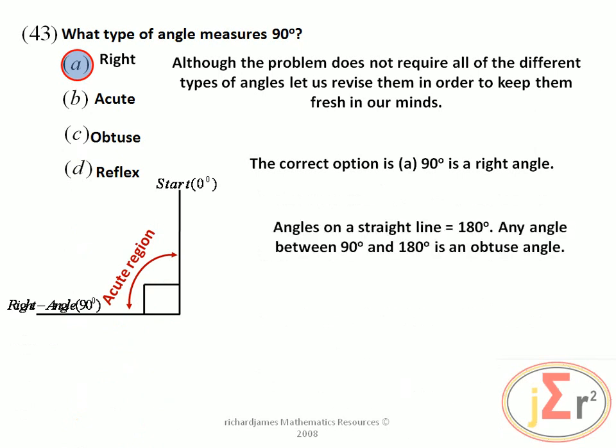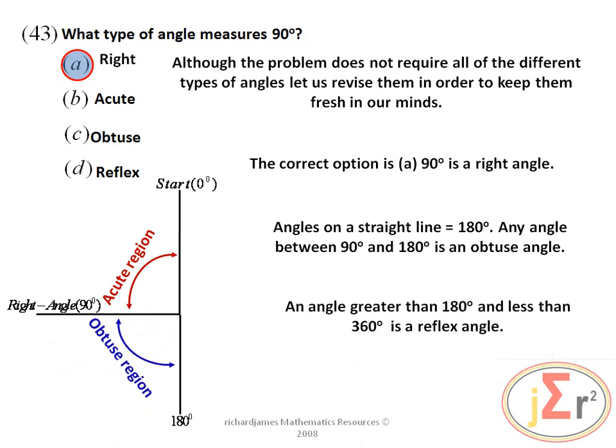Angles on a straight line is equal to 180 degrees. Any angle between 90 degrees and 180 degrees is an obtuse angle. An angle greater than 180 degrees and less than 360 degrees is a reflex angle.